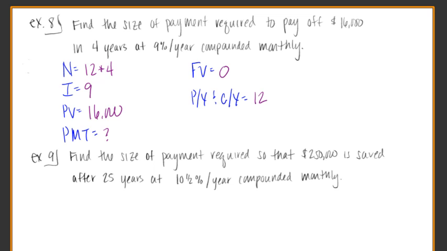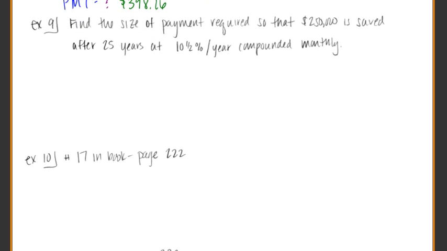Okay, so if we go to our calculators and have it do the work for us, you should get a payment value of $398.16. You see how your calculator makes it negative already for you because it's showing you you're going to have to give this money away. Okay, so hopefully this makes just a little bit of sense. Let's go on to example 9.